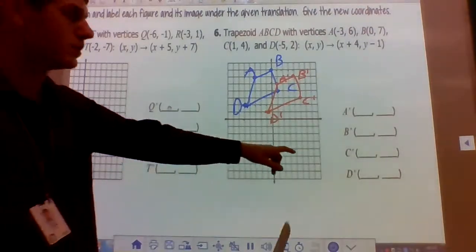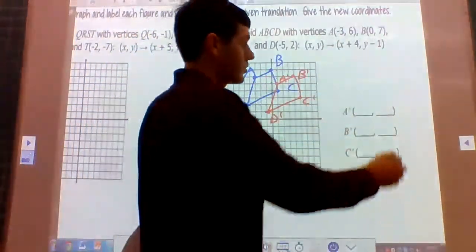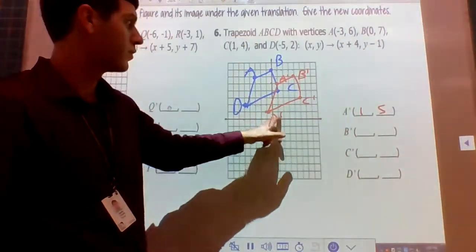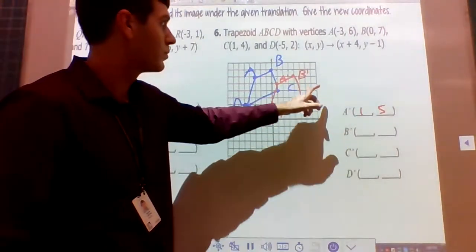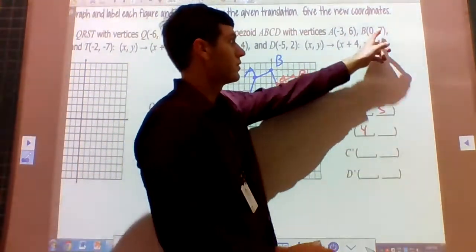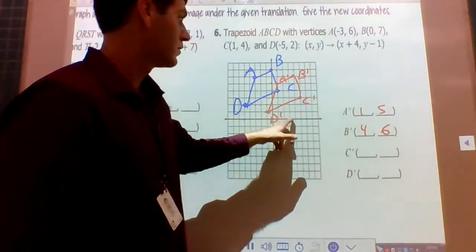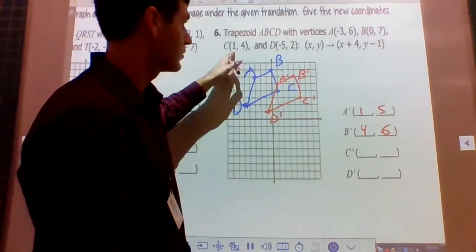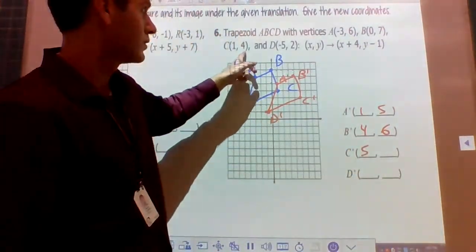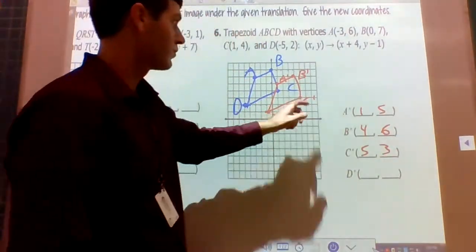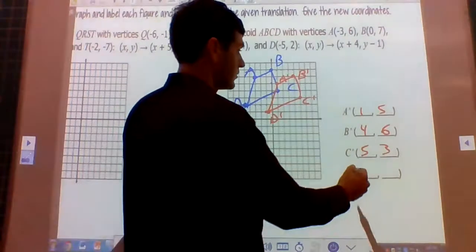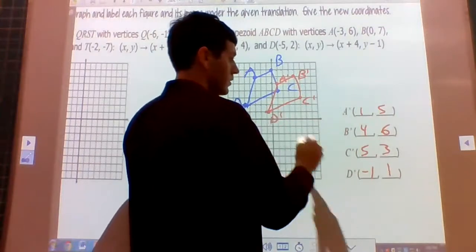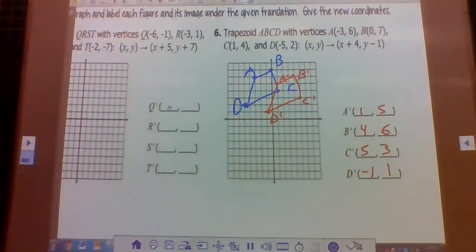Okay, we could have also plugged in for our equations. So negative 3 plus 4 is going to be 1. 6 minus 1 is 5. And we do know that point right there is 1, 5. 0 plus 4 is 4. 7 minus 1 is 6. And there we go. B prime. So 1 plus 4 is 5. 4 minus 1 is 3. So 5, 3, that looks good. And then negative 5 plus 4 is negative 1. And then 2 minus 1 is 1. So negative 1, 1. And that one looks good. So whichever way you prefer.